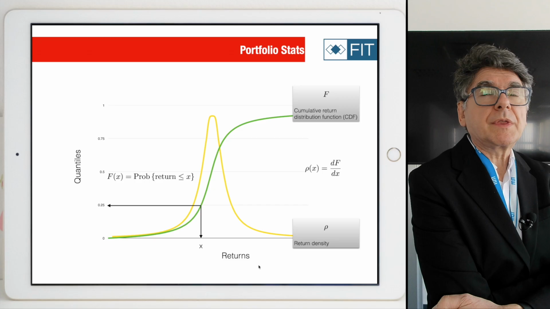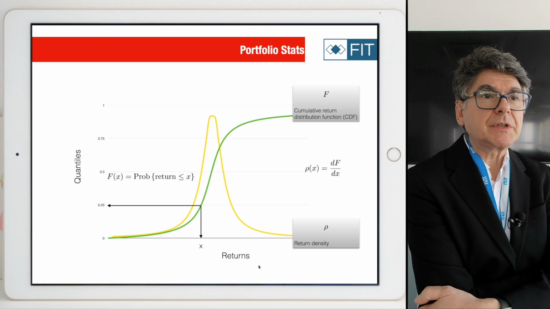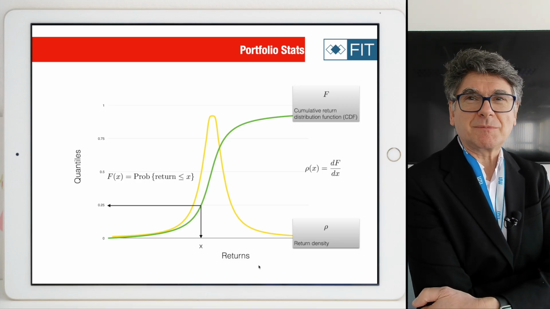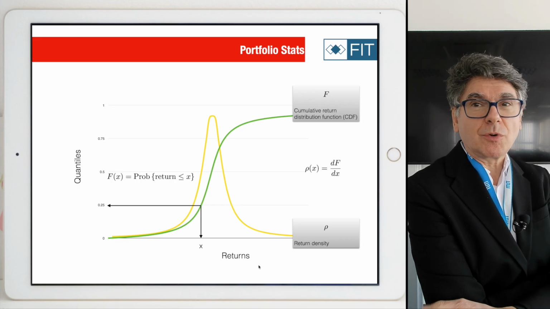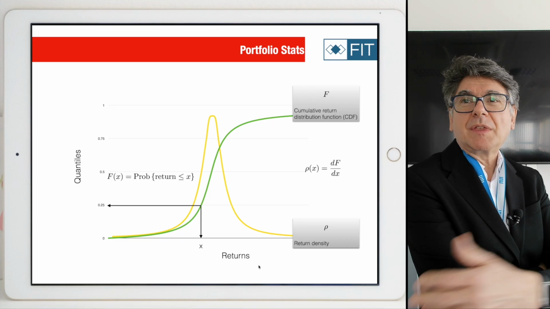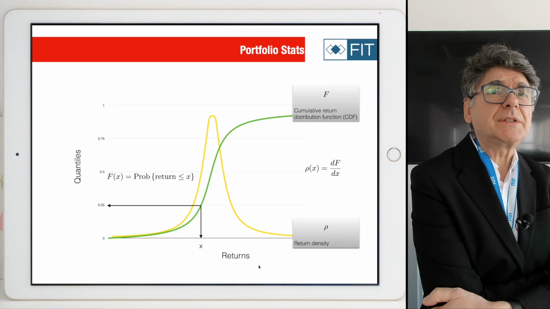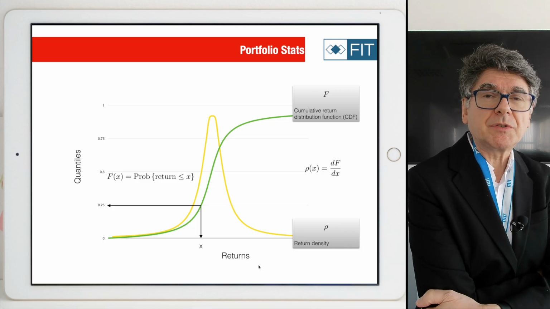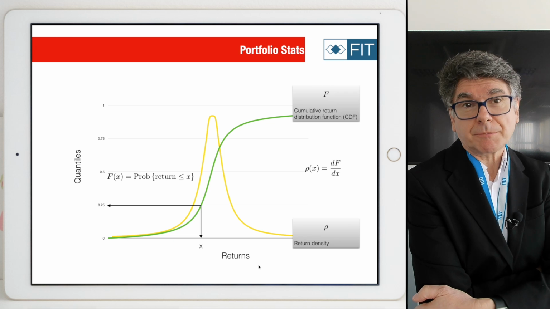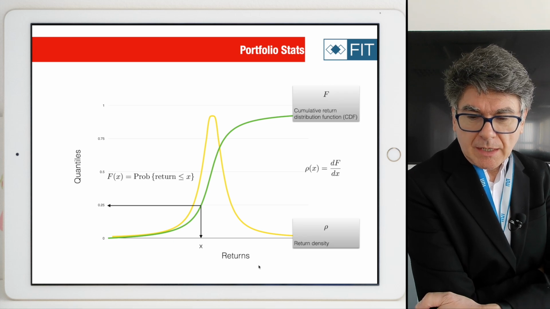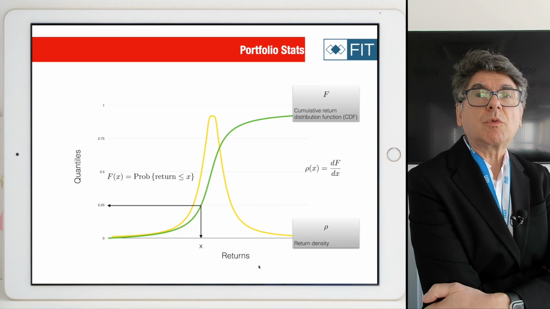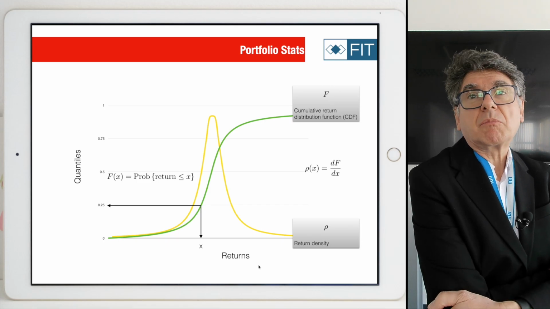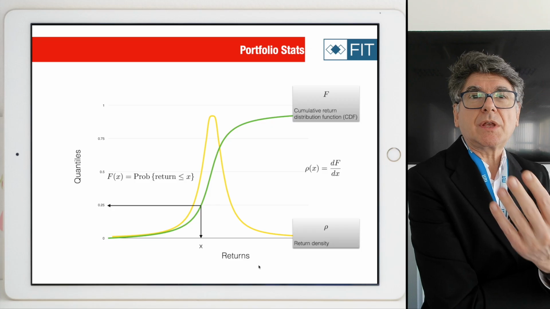Most people work with the yellow curve, with the return density, because that's what Excel gives you. Again, back to Excel. Excel is a very big driver for the quantitative methods people use. If it's not in Excel, people will tend not to use it. For many applications, the cumulative distribution function is what will be more interesting for us. But we don't care because we are polyglots.